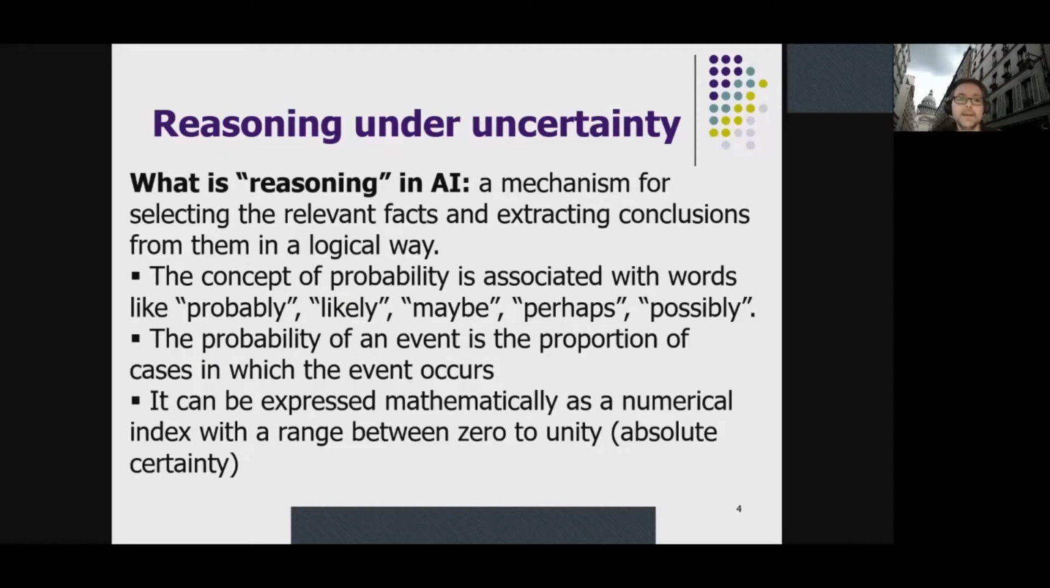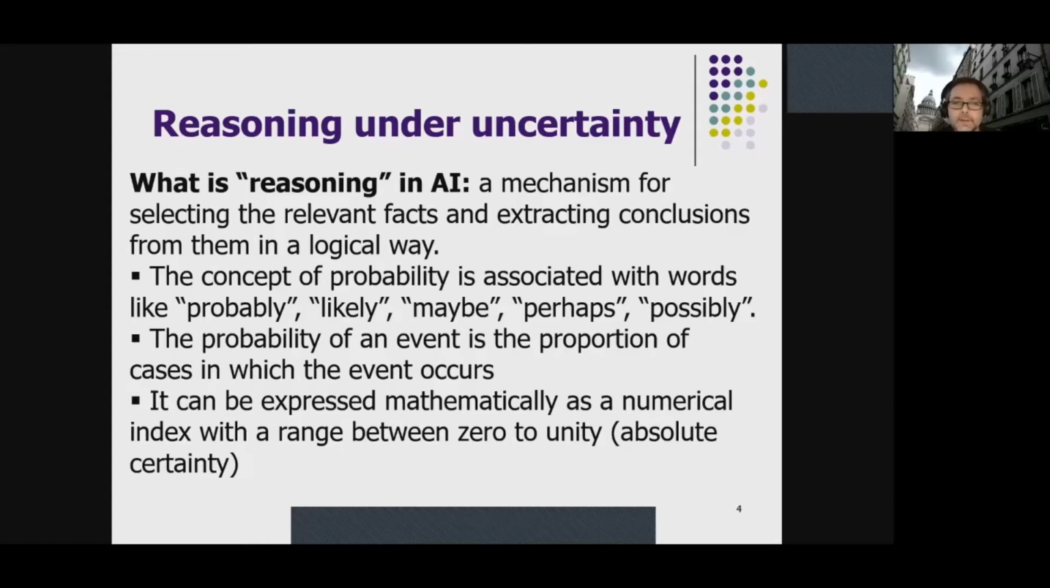So what happens in AI? In AI, when we are talking about reasoning, it's a mechanism for selecting facts and extracting conclusions in a logical way. The logical way depends, of course, on the knowledge and how the knowledge has been represented in the system. And the reasoner is nothing more than a computational mechanism that receives information inputs from the facts, and has already some kind of knowledge established, either in a separate knowledge base or distributed. For example, in neural networks, the knowledge is distributed in the network.